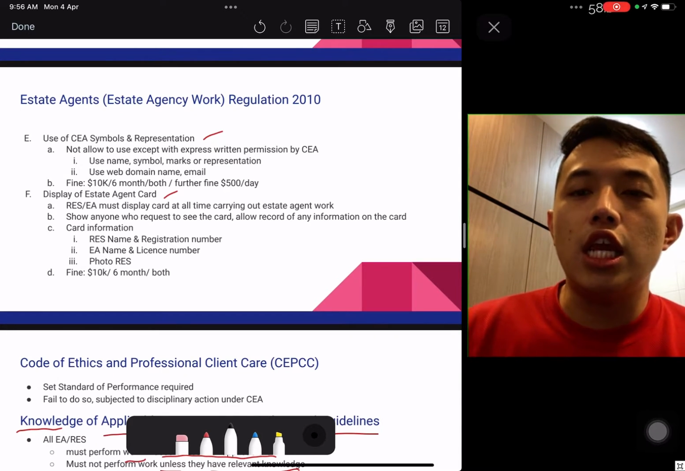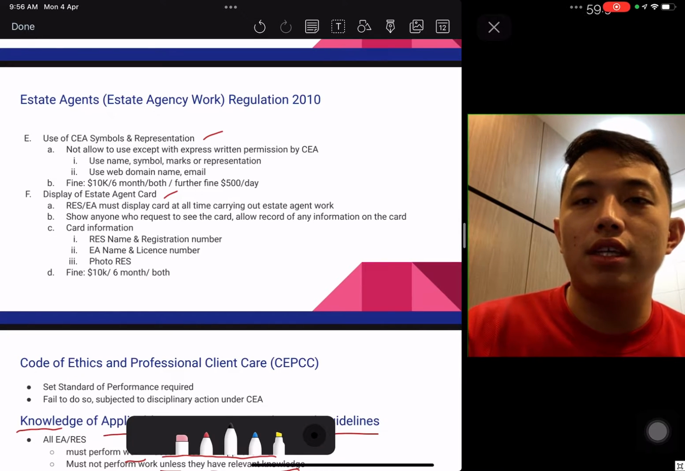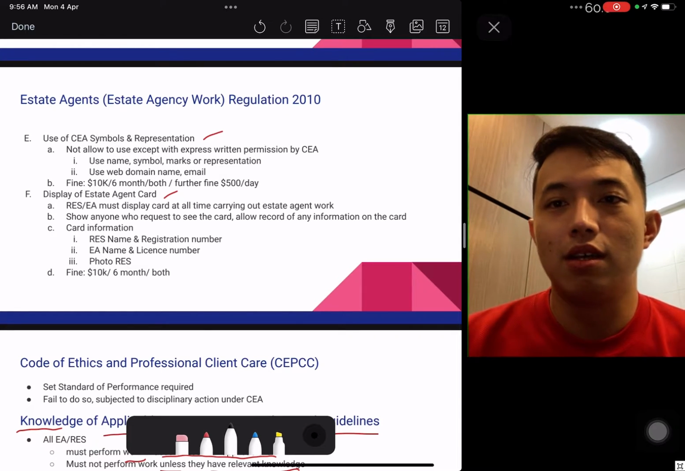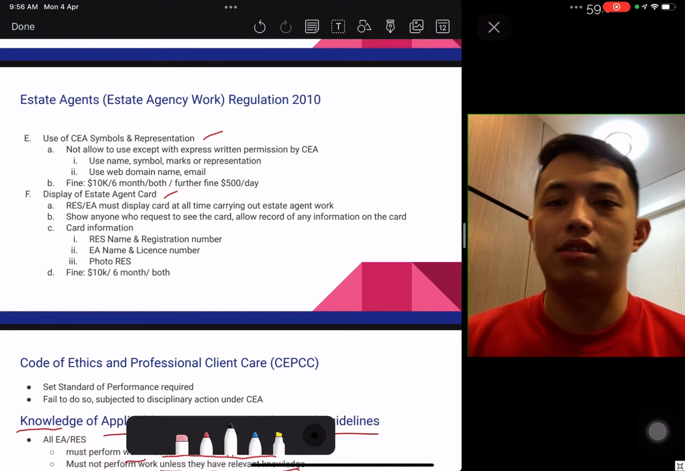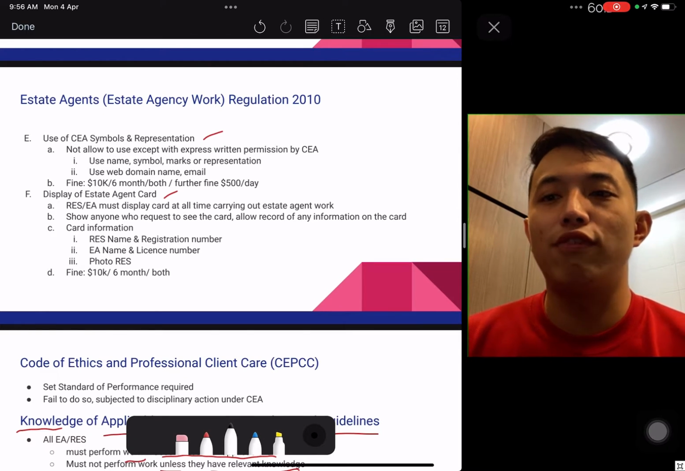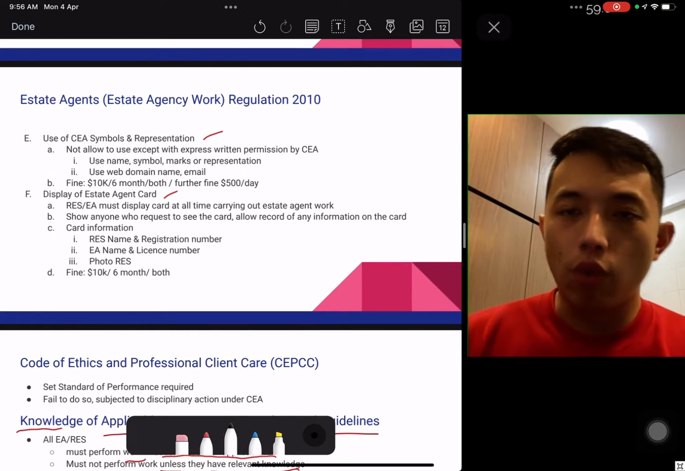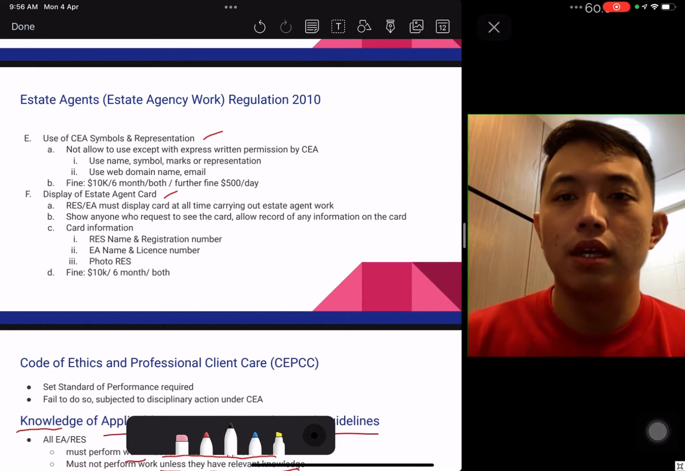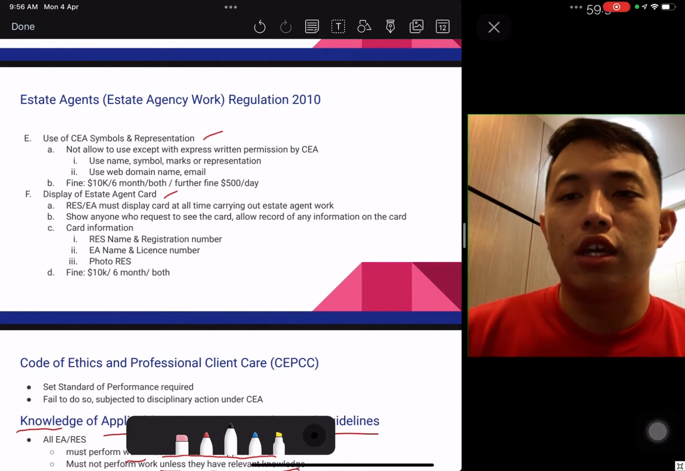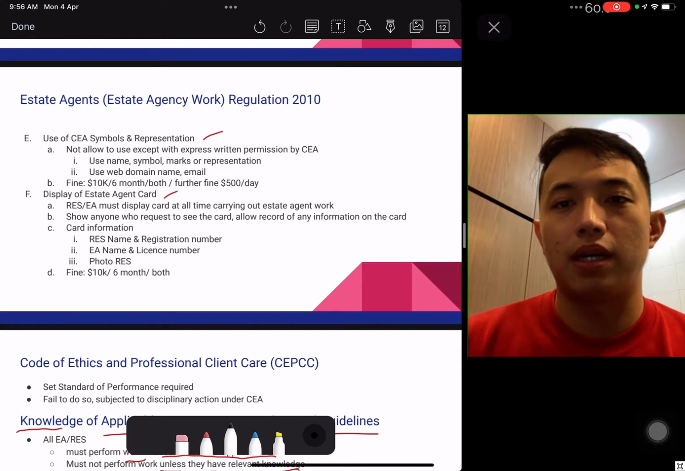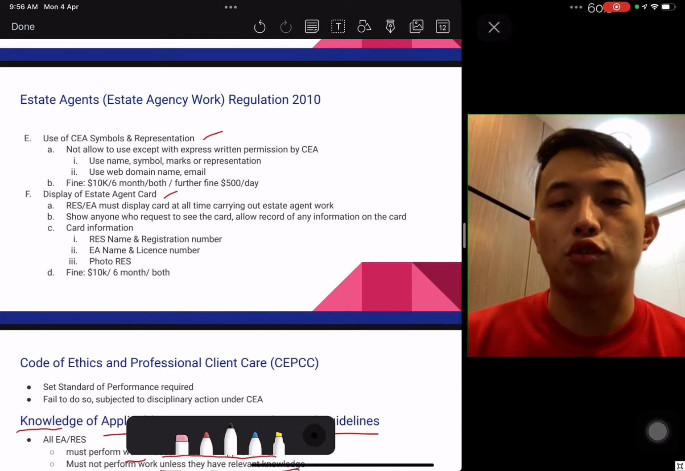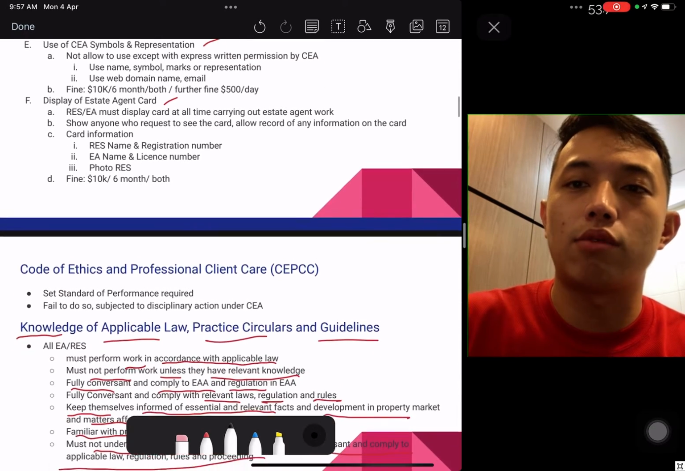So for the EA card, estate agent card, for EA and RES, while conducting your EA job, you must display the card at all times. If anyone asks to check the card or record the information, you must give them. Don't worry, this EA card is actually to protect you and show that you're actually a legal staff. Any card information must be on the EA card. Firstly, the RES name and registration number, secondly the EA's name and license number, and thirdly the RES photo to represent you. Okay, the fine will be 10,000 and 6 months.